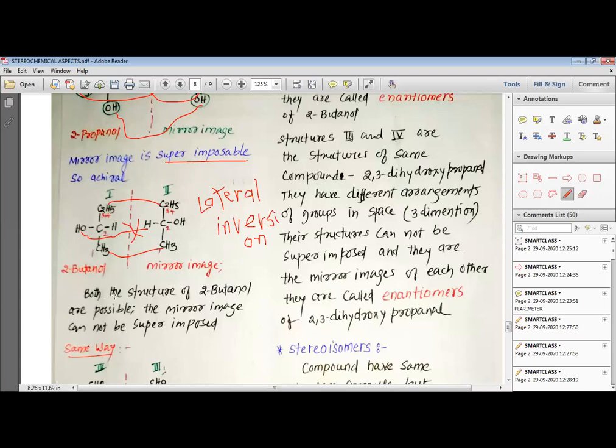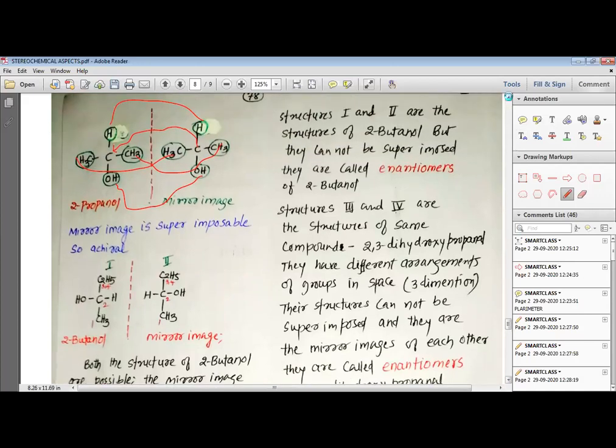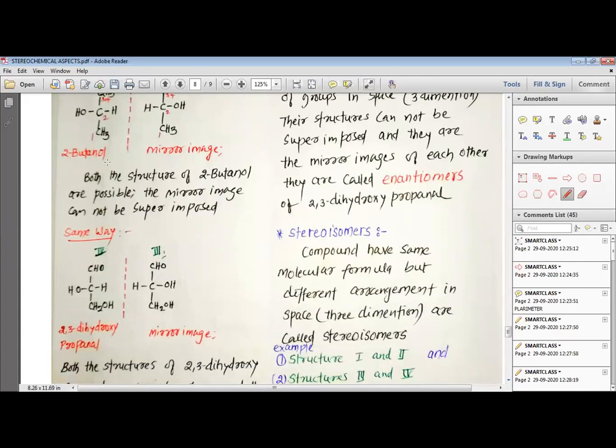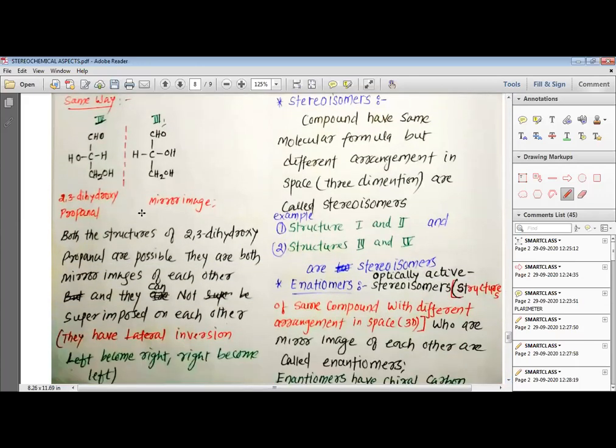Both the structures of 2-butanol are possible. The mirror image cannot be superimposed, and that is why, my dear students, we can say that 2-butanol is chiral. Now, we can blindly say that 2-propanol will never rotate the plane of polarized light. But there is a possibility that 2-butanol will rotate the plane of polarized light. In the same way, my dear students, we can see for 2,3-dihydroxypropanol and its mirror image, they cannot be superimposed this way.